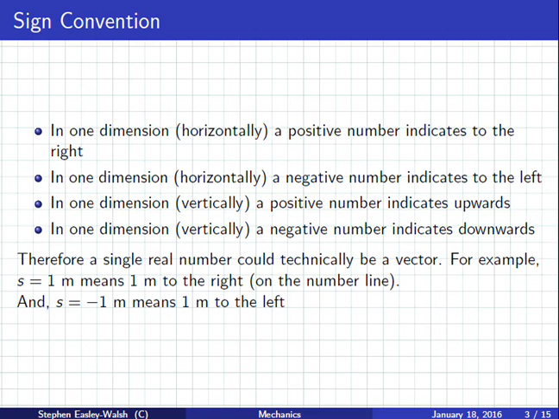So if you had one number, it could be a vector. So for example, if s equals 1 meter, that means 1 meter to the right. If s equals minus 1 meter, what would that mean? 1 meter to the left. So a single number could also be a vector. Positive means direction is to the right, negative means direction is to the left. So positive and negative can show the direction. I think it might be good if you write this down.